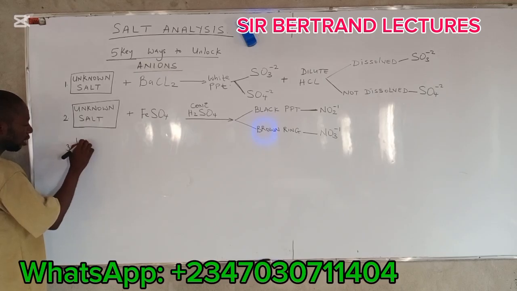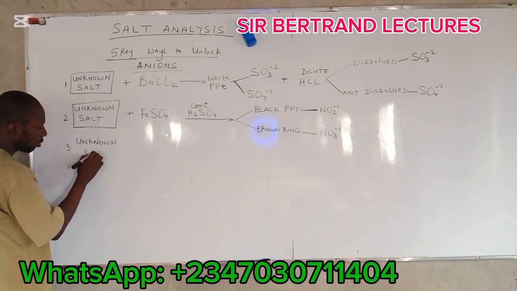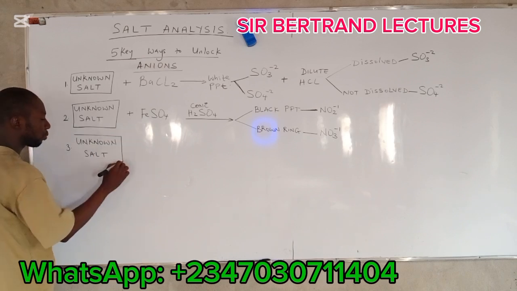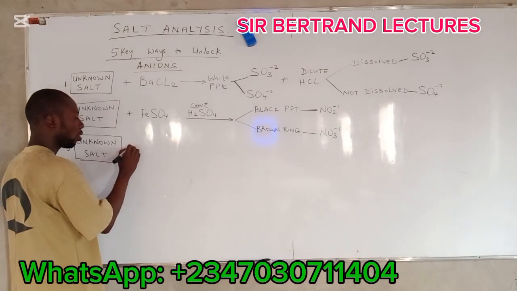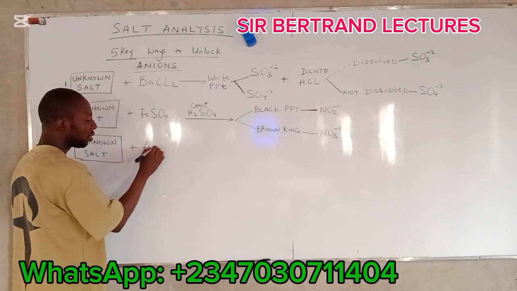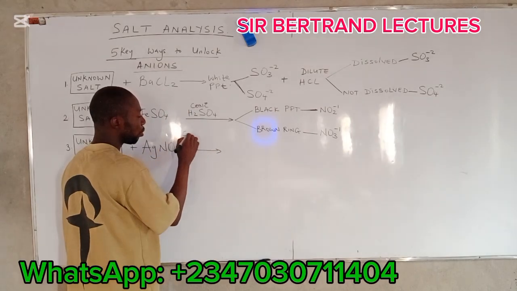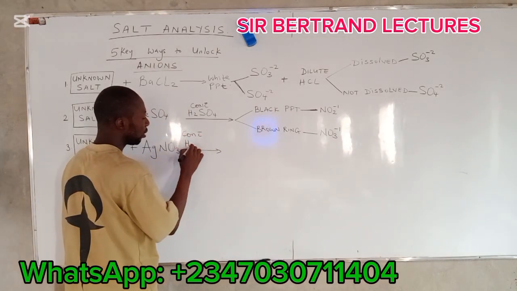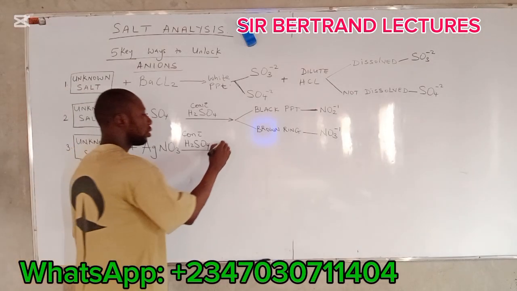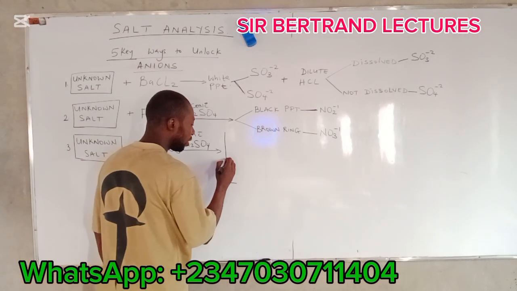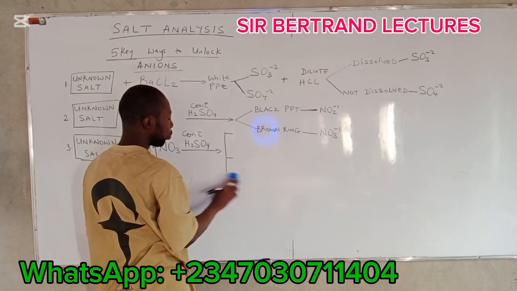Now look at the third key. The third key here is our normal unknown salt, right? The unknown salt sample. We don't know what the name of the salt is. All right. Here we add silver trioxonitrate(V) in the presence of concentrated tetraoxosulfate(VI) acid. All right. Now, these are the colors we are going to observe.